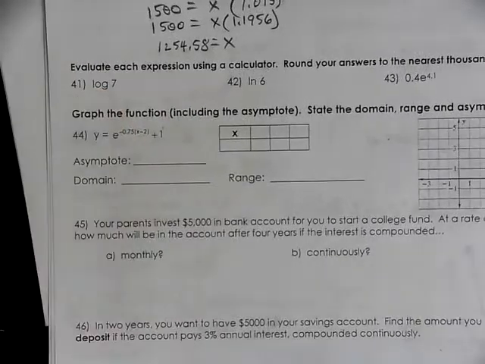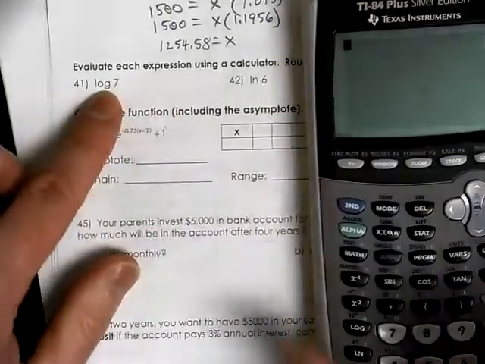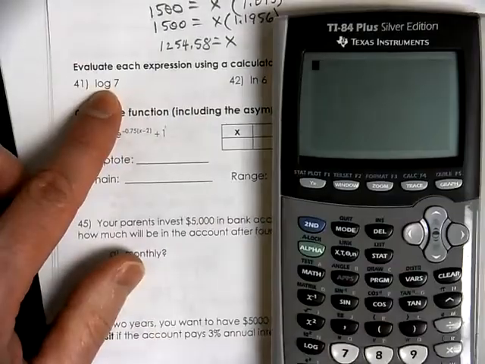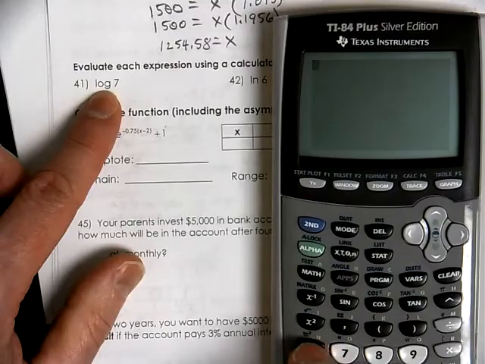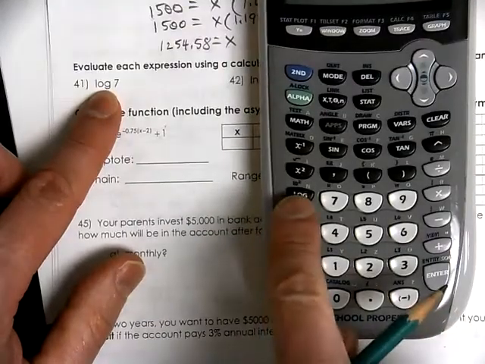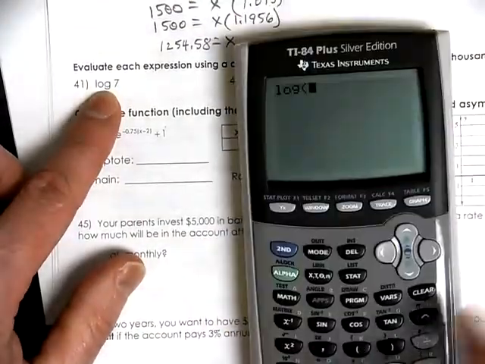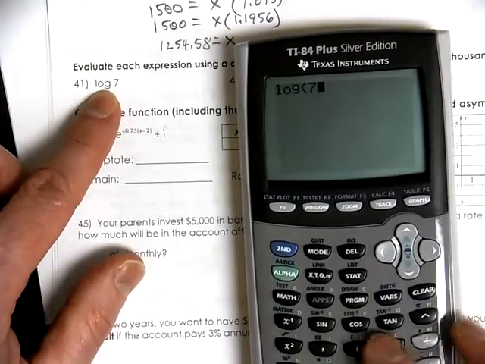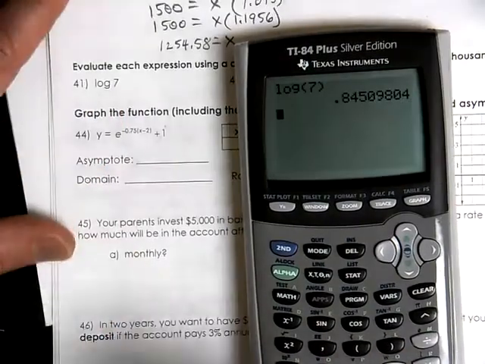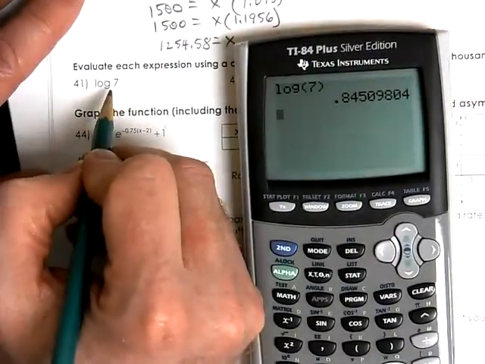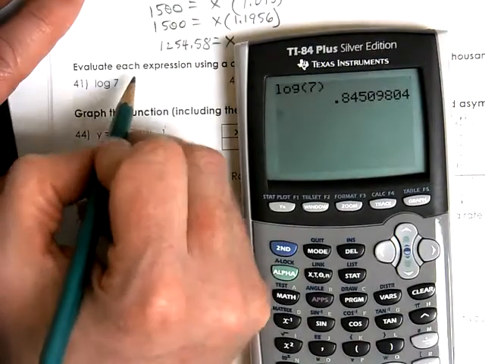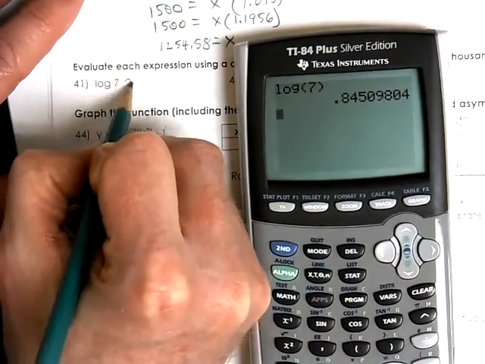Okay, here we can use our calculator to determine the log of 7. So the log button is on your calculator next to the 7. Happens to put in 7. And that means 10 to the 0.8 value. I'll show you that here in a second.